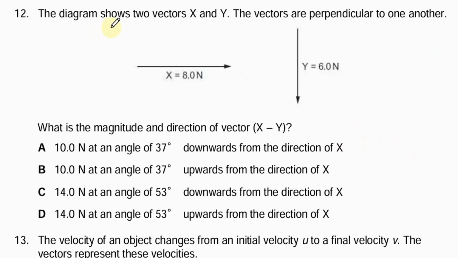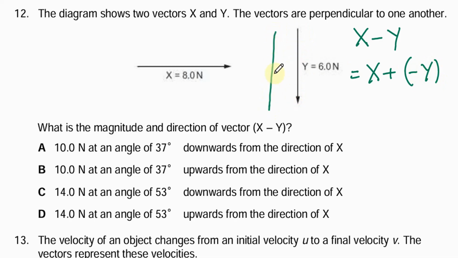Here it says the diagram shows two vectors, x and y. The vectors are perpendicular to one another. What is the magnitude and direction of vector x minus y? Now, firstly, x minus y, we can rewrite as x plus negative y. So the vector x minus y will be the resultant of the vector x and the vector negative y. Negative y, of course, is just y drawn in the opposite direction. So this is negative y.